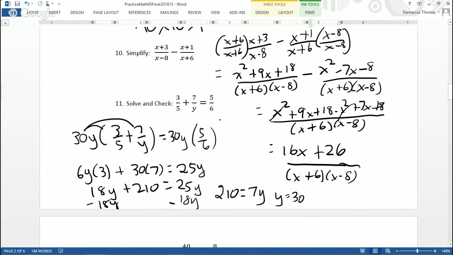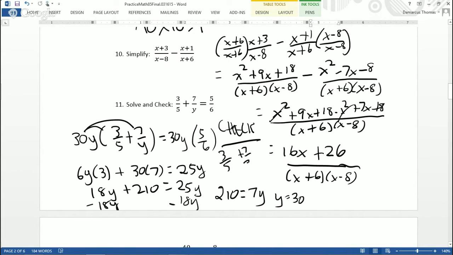And you have to check that. Does that equal 5 over 6? And yes, we do. We do get 5 over 6. Multiply the top and bottom by 6 here. We get 18 over 30 plus 7 over 30. 25 over 30 is equal to 5 over 6. So check.